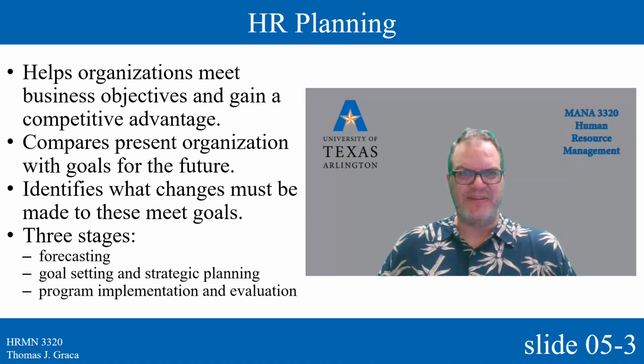Human resource management planning fundamentally is a comparison of the present organization with the future goals of the organization. And it identifies what changes need to be made in order for the organization to meet its goals. It comes in three phases. The first phase is labor forecasting, second is goal setting and strategic planning, and third is program implementation and evaluation. The next few slides work through these three phases.